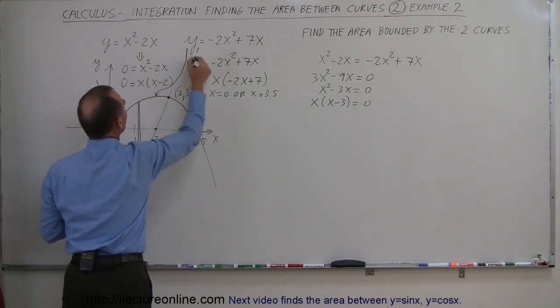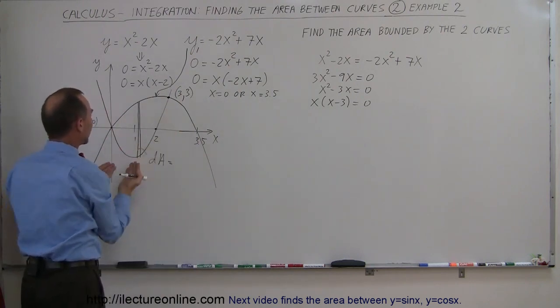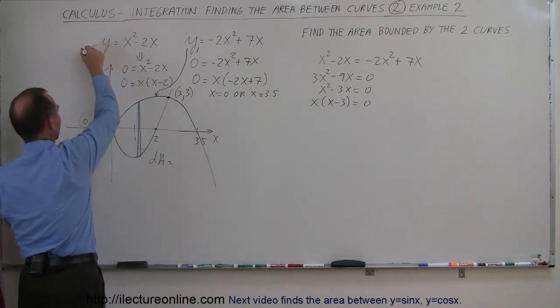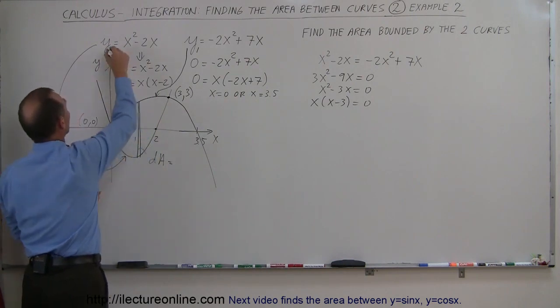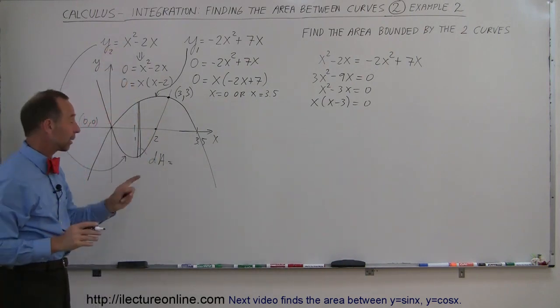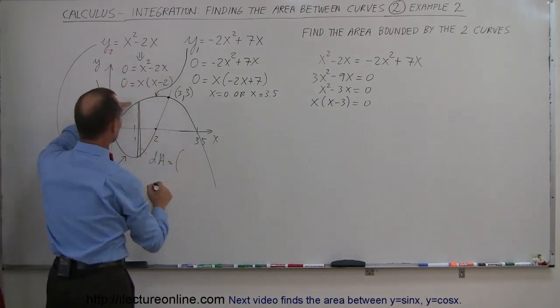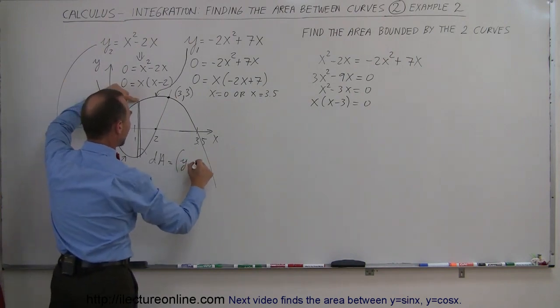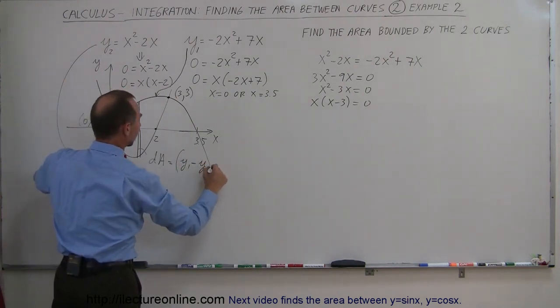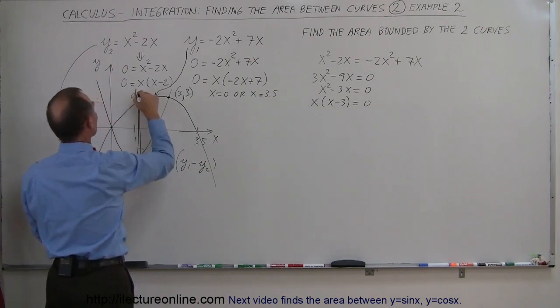So let's call that y1. And the bottom curve is my right side up parabola, which is this function right there. And let's call that y2. If I do it that way, I can write my dA as equal to the height, which would be y1 minus y2, times the width of this rectangle, which is going to be a small little dx.